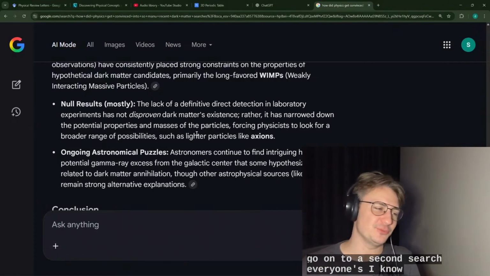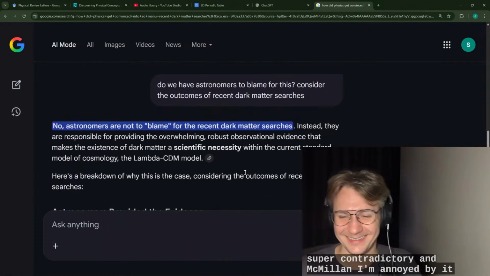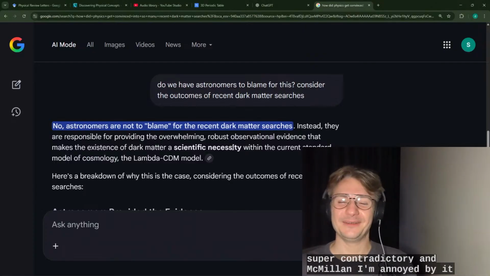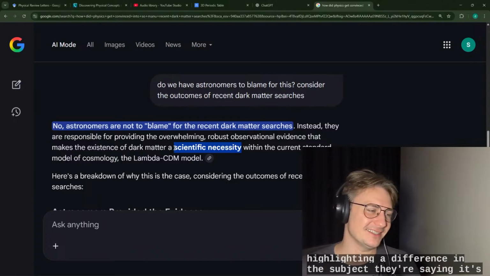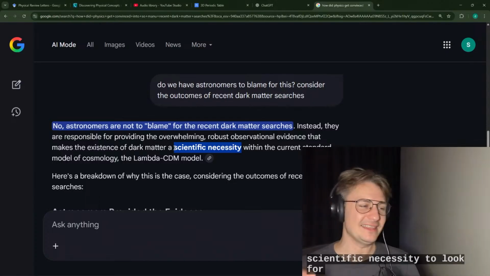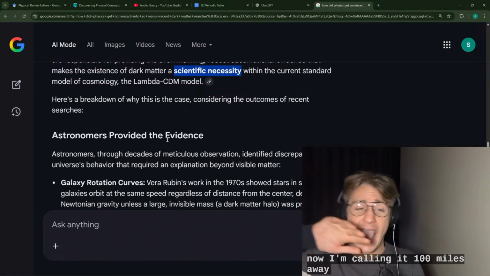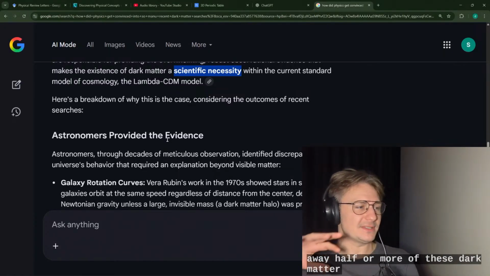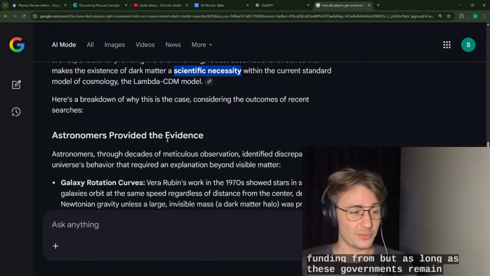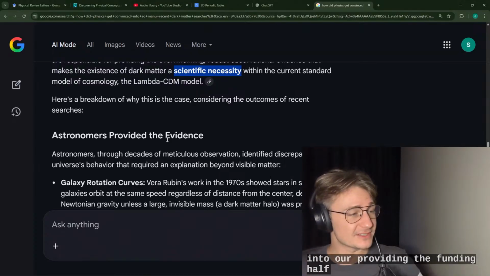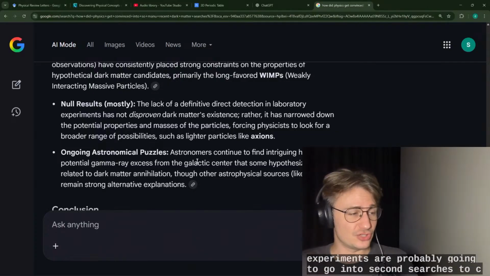I know, it feels super contradictory, eh, McMerlin? I'm annoyed by it. To be fair, they are highlighting a difference in the subject. They're saying it's a necessity. There's a scientific necessity to look for this in the energy regimes where we are. And I'm saying it now. I'm calling it 100 miles away. Half or more of these dark matter experiments, I don't know where they're getting all their funding from, but as long as these governments remain solvent who are providing the funding, half or more of these experiments are probably going to go into second searches to confirm the next energy regime.